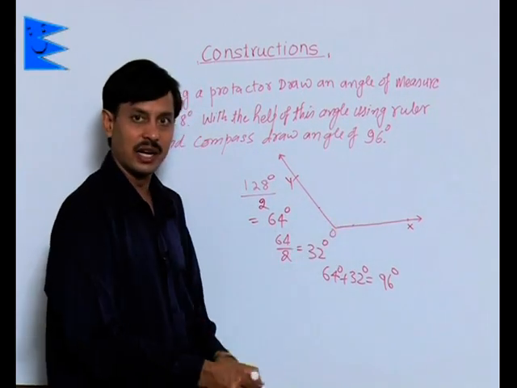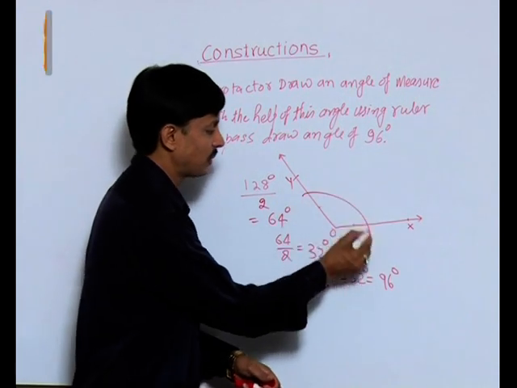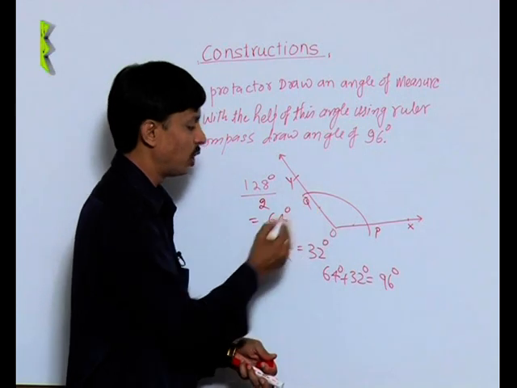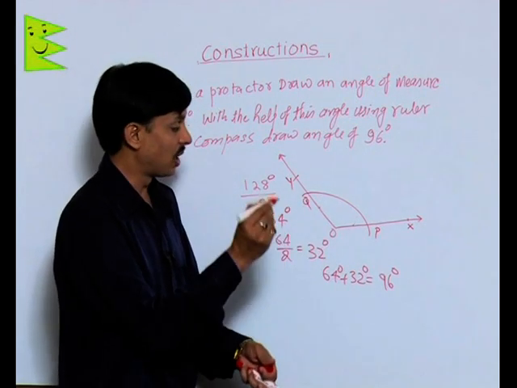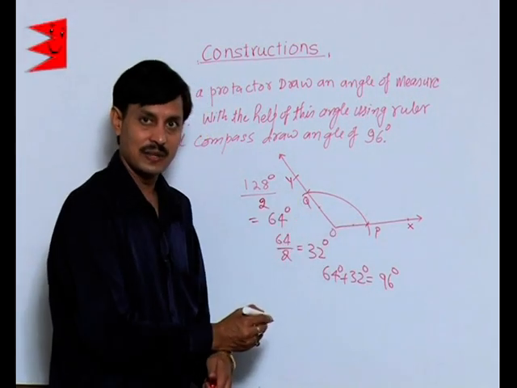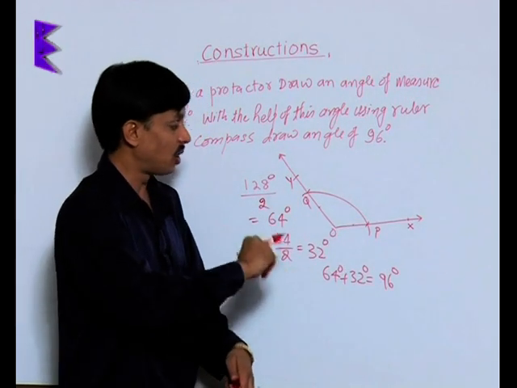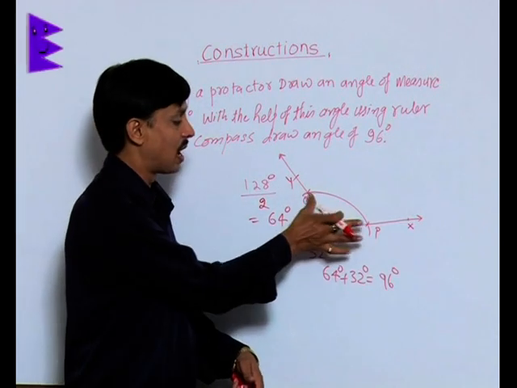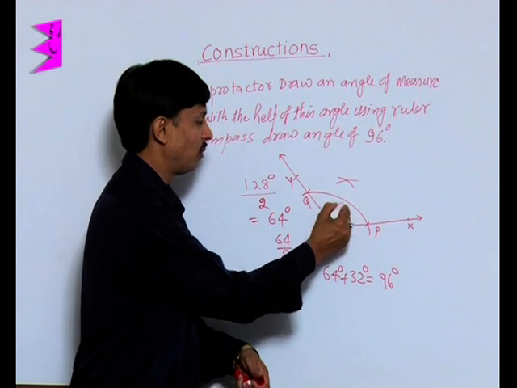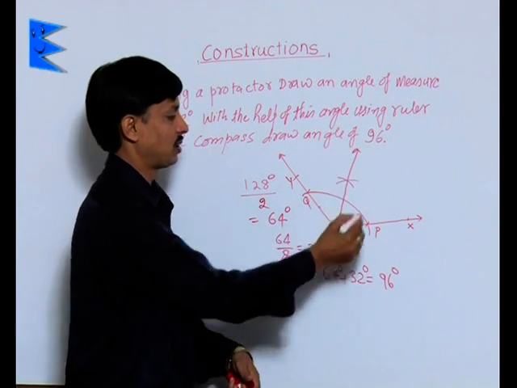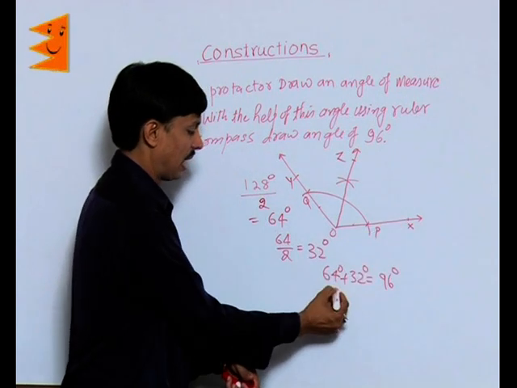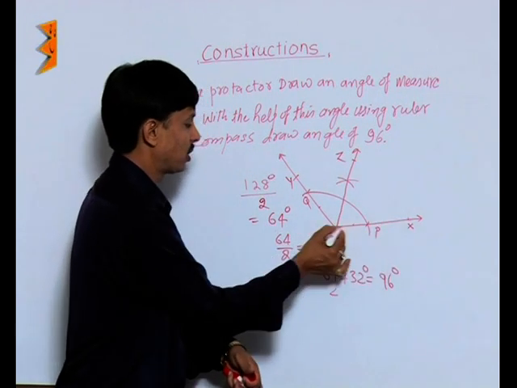Take O as center, mark any arc of your convenient radius. Suppose this point is P, this is Q. Now with the help of the compass, taking P and Q as centers, taking the radius or length of arc more than half of PQ, we can draw two arcs and we will get the bisector. Suppose this is Z. So you can say angle XOY.